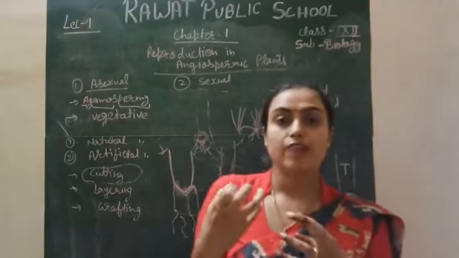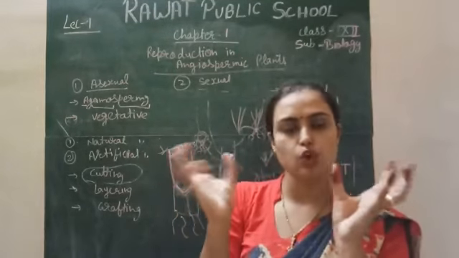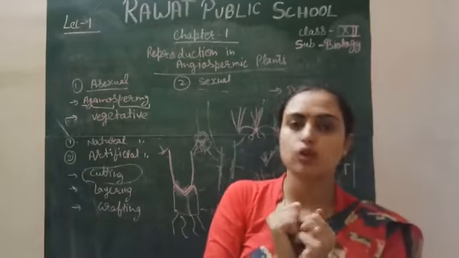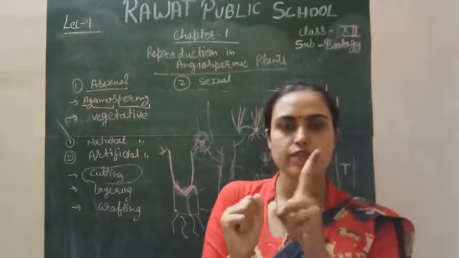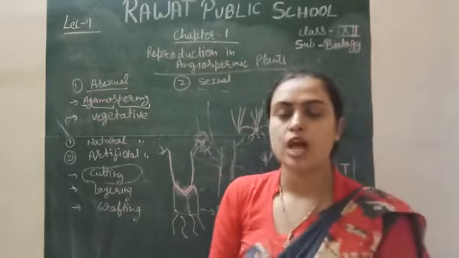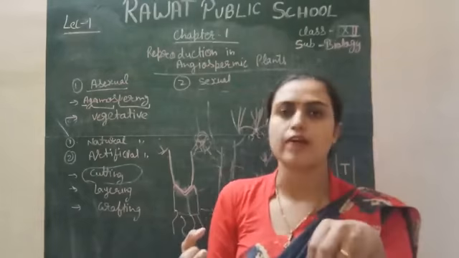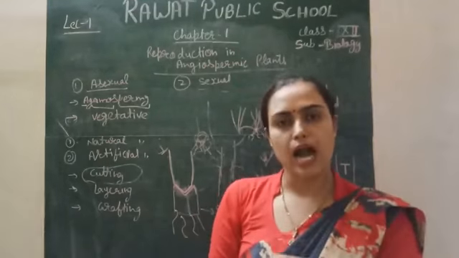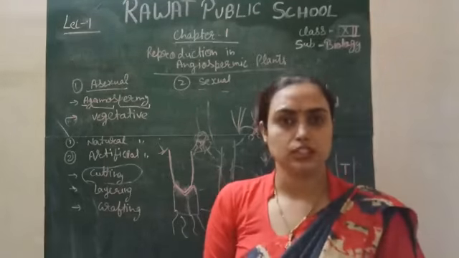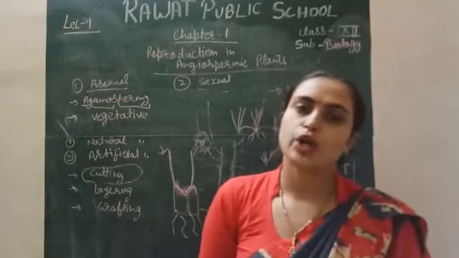If a flower consists of only the male part, androecium, or only the female part, that kind of flower is called unisexual. It means only one sex, either male or female, is present. Bisexual means the flower consists of both male and female parts in the same flower. So a plant which has bisexual flowers is called bisexual, and one which has a single sex is called unisexual.